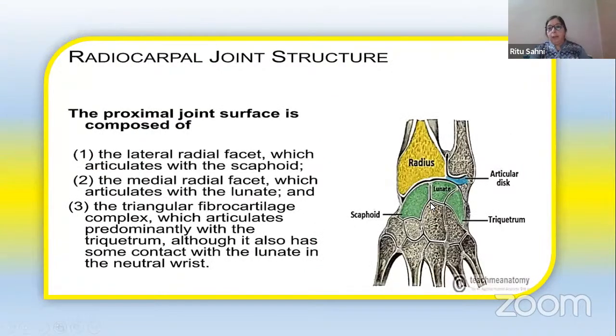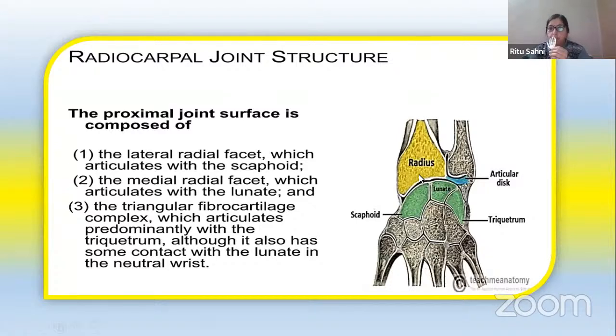And this is the radiocarpal structure, where you can see the radius. This is the radius, and this is the ulna. The proximal surface is the first row, which is attached with the carpal bones. They are the proximal row, and the upper row, where the carpal bones are also present, is known as the distal row.